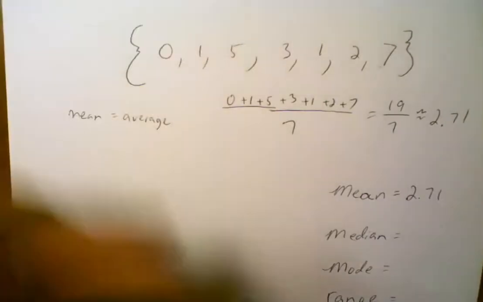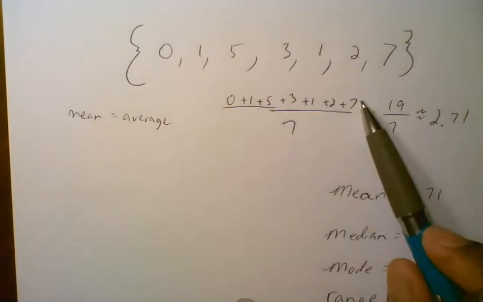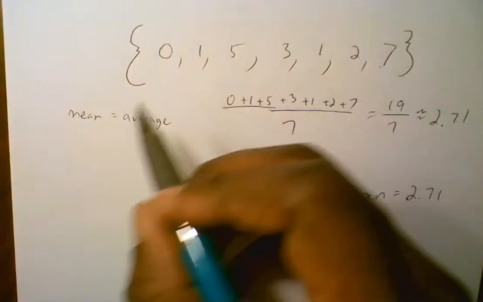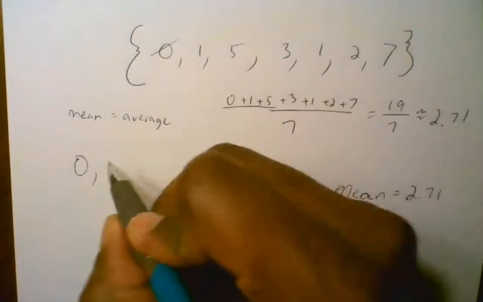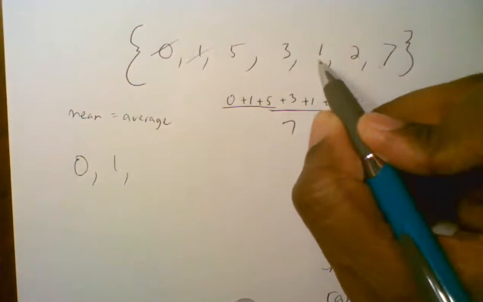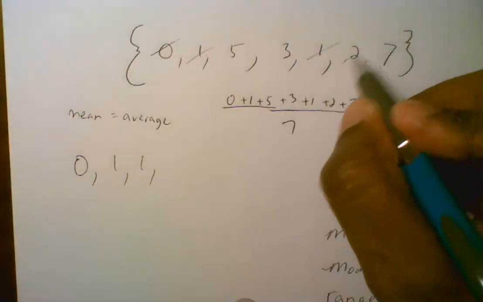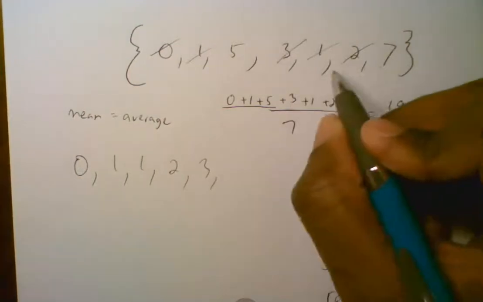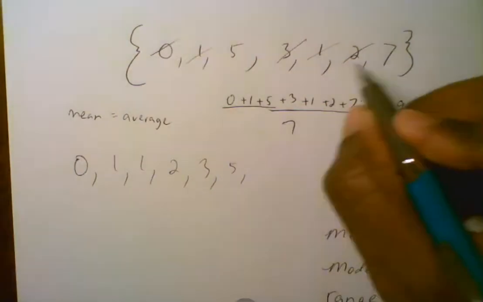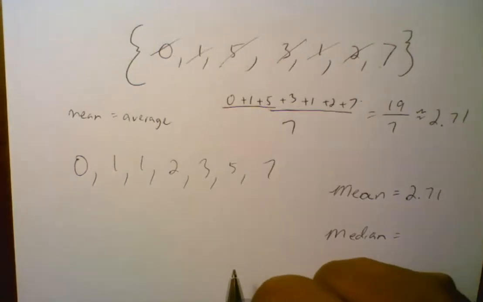The second part says find the median. The median is the middle number once you put it in order from smallest to largest. So my smallest number is 0. The next number is 1. They have a second one, so I put that in my list when I'm reordering it. The next number up is 2. Then after that you have a 3. And then 5, and then 7. So those are the numbers in order from least to greatest.